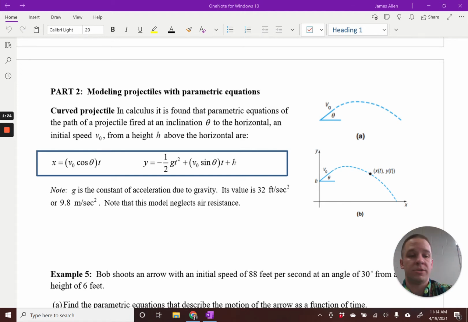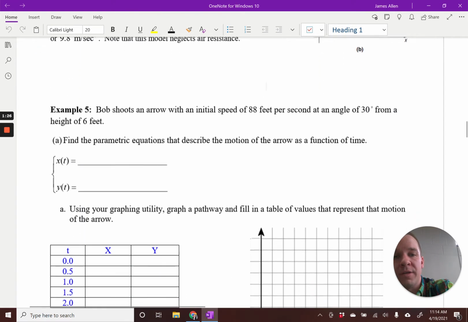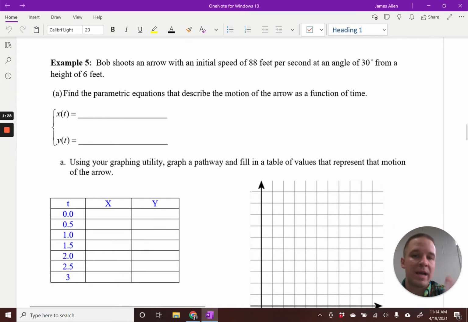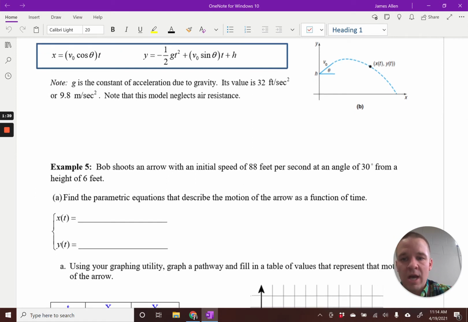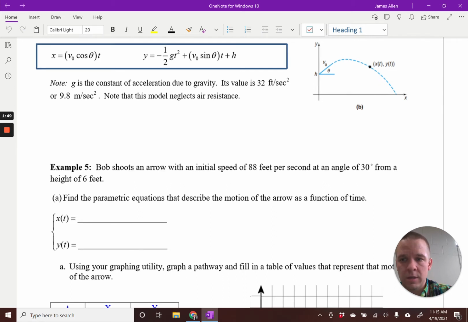So let's just dive into an example rather than having all these what ifs. So we have Bob shoots an arrow with an initial speed of 88 feet per second from a height of 6 feet. And let me bring these up so we can fill them in nicely, okay? Find the parametric equations that describe the motion of the arrow as a function of time, okay? So remember, v naught, all right, that is our initial speed. I paused it just in time for the bell. So our initial speed.